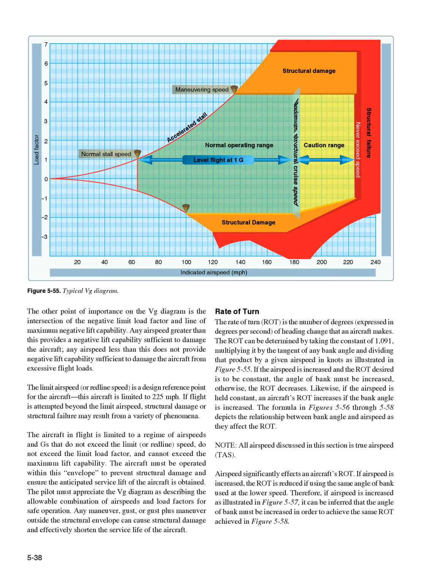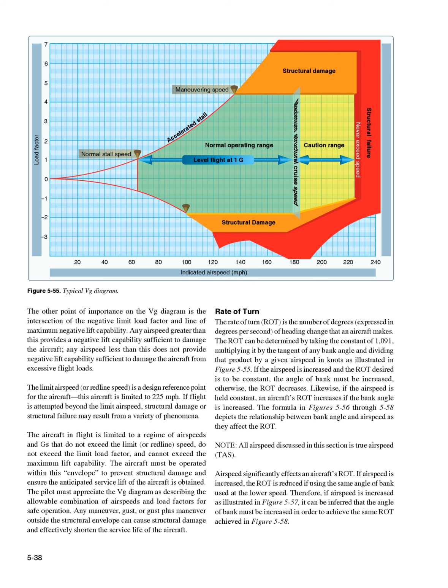The ROT can be determined by taking the constant of 1091, multiplying it by the tangent of any bank angle and dividing that product by a given airspeed in knots, as illustrated in Figure 5-55. If the airspeed is increased and the ROT desired is to be constant, the angle of bank must be increased; otherwise, the ROT decreases. Likewise, if the airspeed is held constant, an aircraft's ROT increases if the bank angle is increased. The formula in Figures 5-56 through 5-58 depicts the relationship between bank angle and airspeed as they affect the ROT.